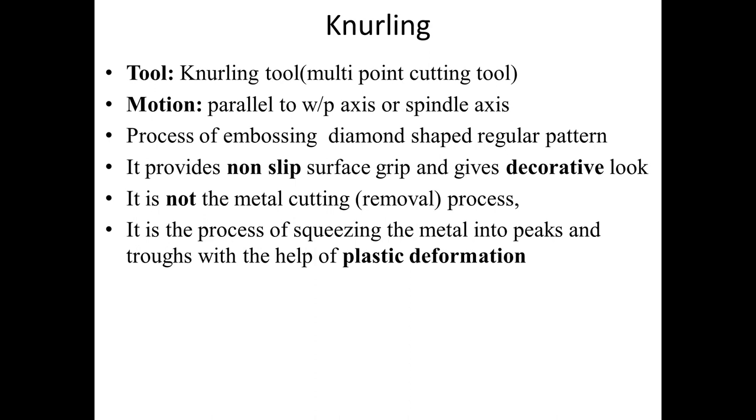Next, a very important operation, which you might have seen a lot of application in day-to-day life, that is knurling. So basically, knurling is not a metal cutting operation. In all previous operations, we cut some part of the workpiece. Here, the knurling tool is a multi-point cutting tool where some patterns are embossed on the workpiece. Again, the motion of the cutting tool, that is the knurling tool movement, is parallel, longitudinal to the axis, and the shape is embossed by using the cross slide. Here a diamond pattern, a regular pattern, is impressed in case of the embossing operation.